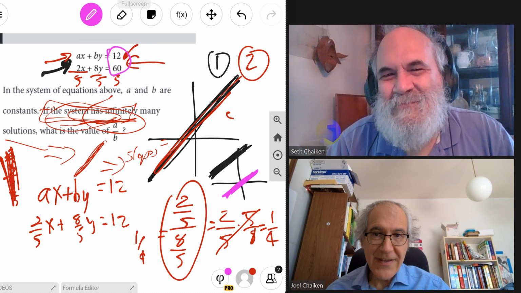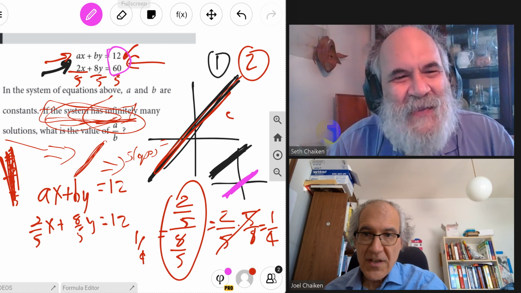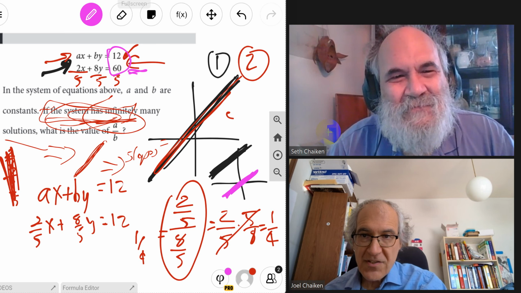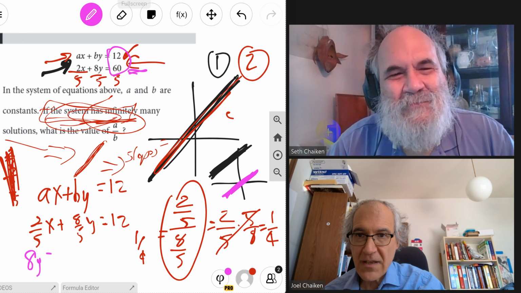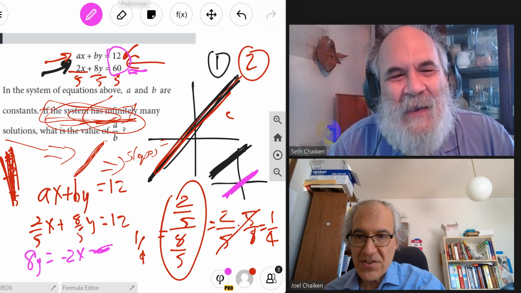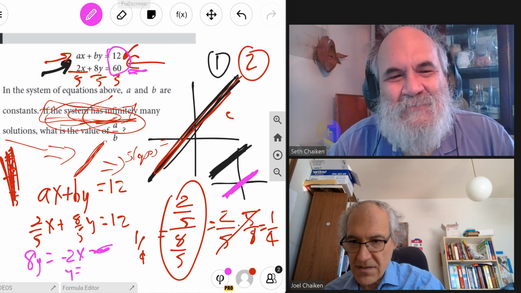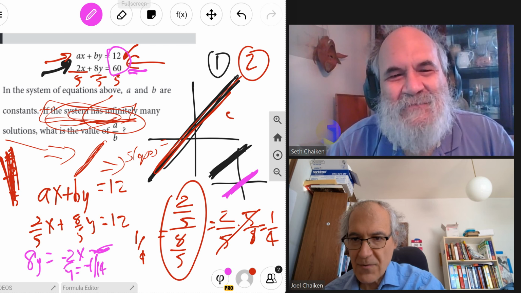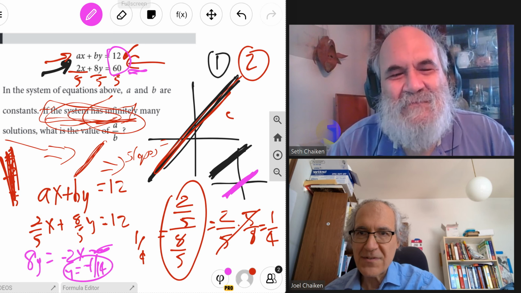Let's do it slowly the way Seth did it. Seth did it by slope. So what's the slope of this one? You would solve for y in terms of x. So it's 8y is equal to negative 2x plus who cares. So the slope of this one is minus a quarter.